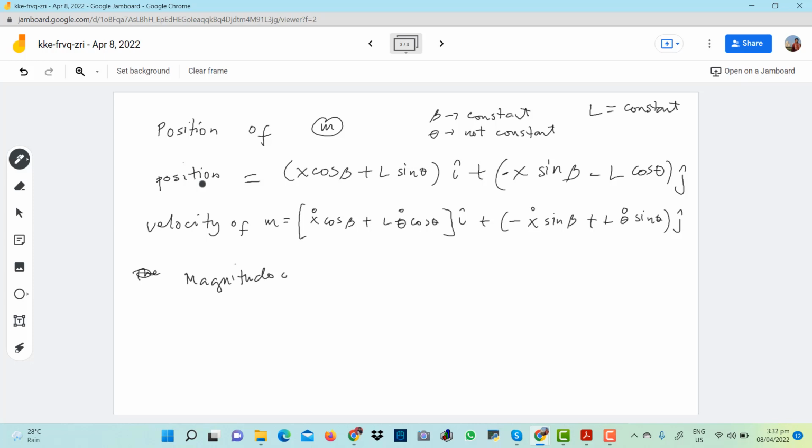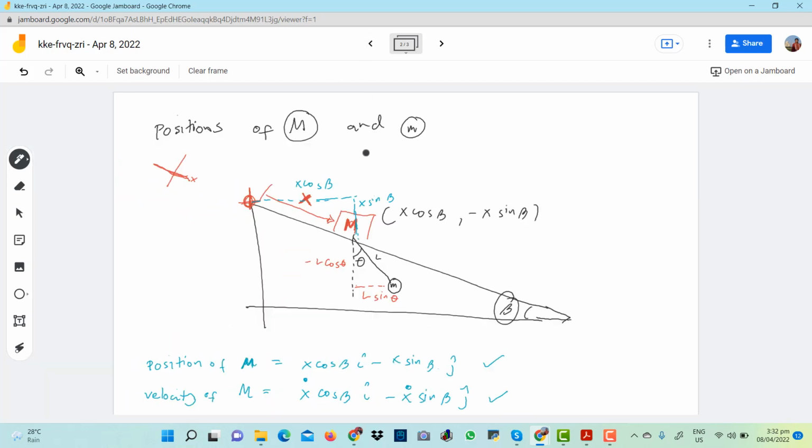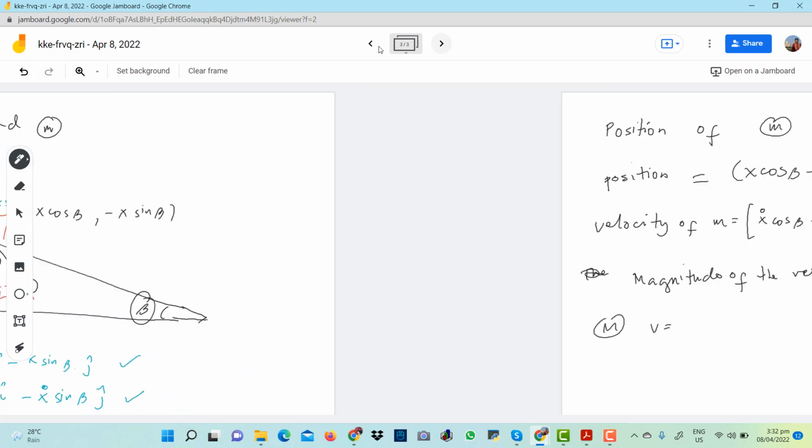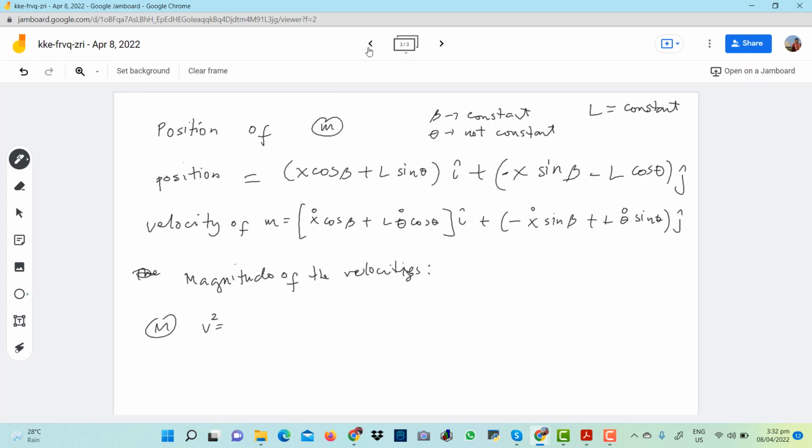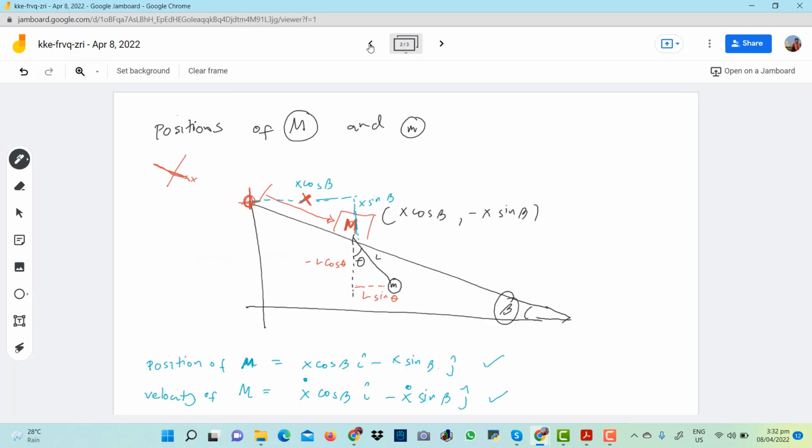Magnitude of the velocities. Okay? How do we get the magnitude of the velocities? For mass big M, it's easy. The V is just the square root of this. We need V squared, because the kinetic energy is in terms of one half m v squared, not v. So for mass big M, the v squared is equal to the square of this.